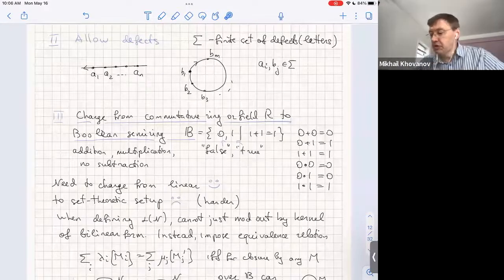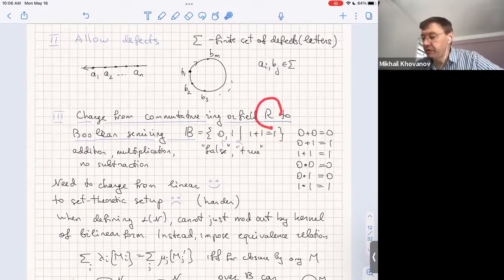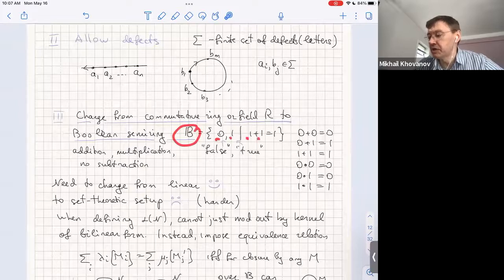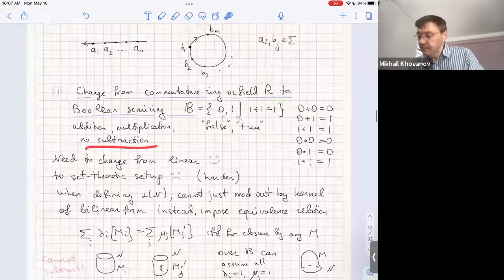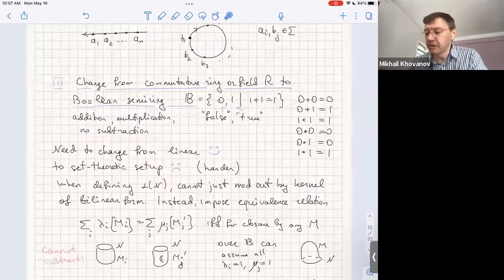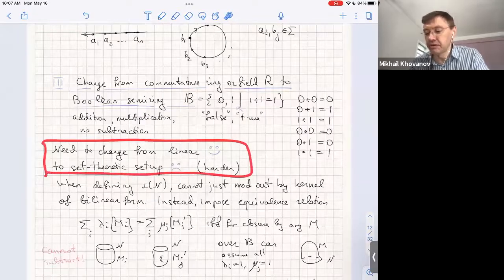We're also going to change from the ground field or ring R to a semi-ring B. In a semi-ring, you only have addition and multiplication, you don't have minus. And we take the smallest possible semi-ring which is not a ring, and that's the Boolean semi-ring. So it has 0, 1, and 1 plus 1 is 1. So it's not a field. There is no subtraction. And this makes things difficult, because without a vector space in the background, it's much harder to compute things.